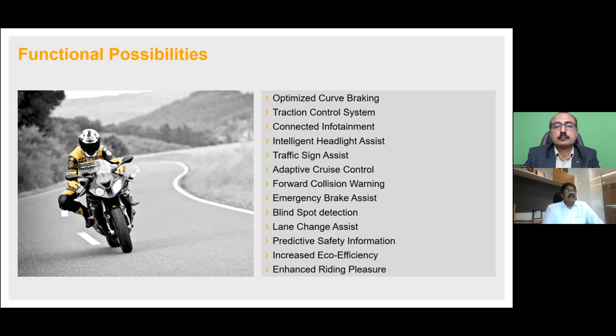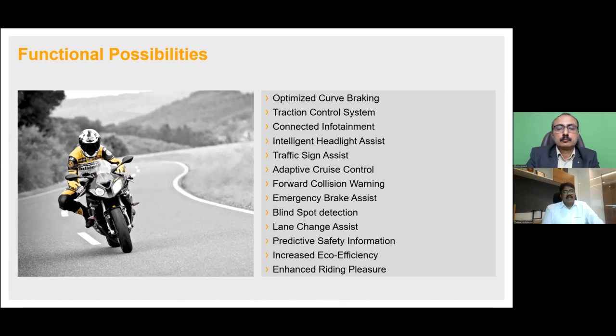Then we're talking about intelligent headlight assist, which is very useful during night drives. Typically, you can change the curve and also the way you switch between high beam and low beam, and the optimization of how it can be done. This is also one of the possible functions. And similarly, things like traffic signal assist, forward collision warning and emergency brake assist all come along with the assisted features, and I'll talk more about blind spot and lane change assistant and so on.